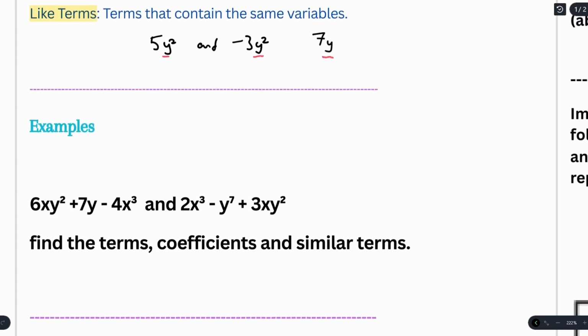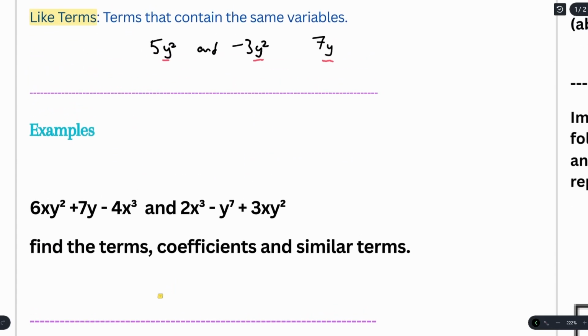Let's do an example to understand it better. The question is asking for us to find the terms, coefficients, and similar terms. In this question, we're given two expressions. Okay, let's first identify the terms.